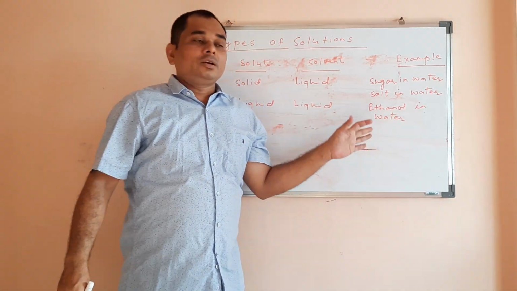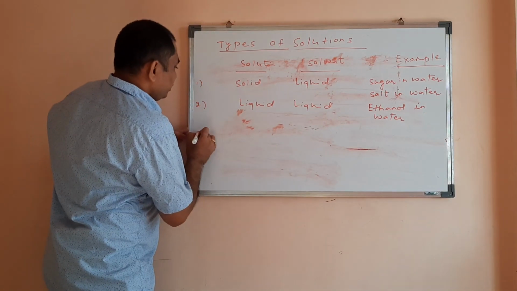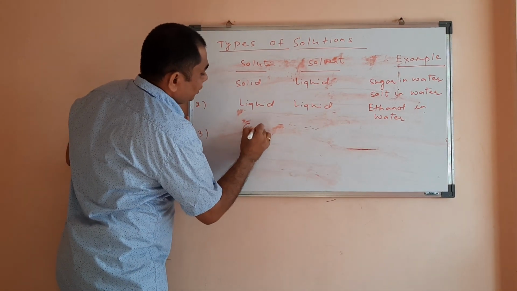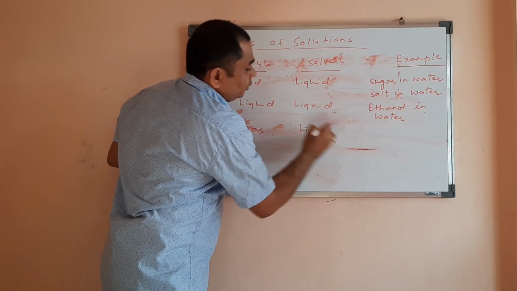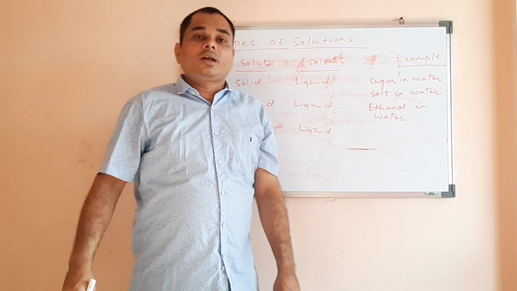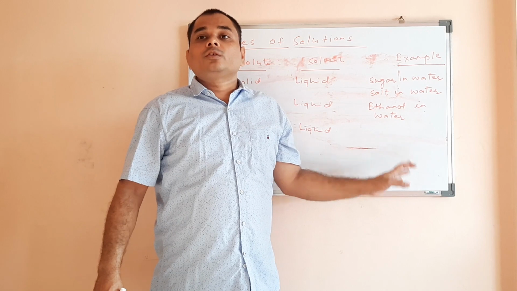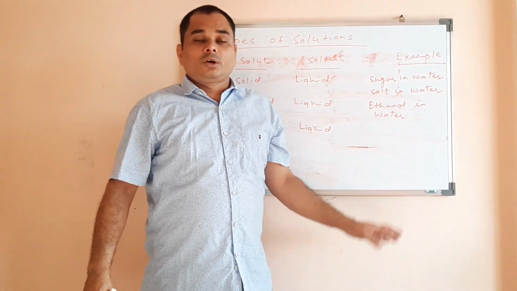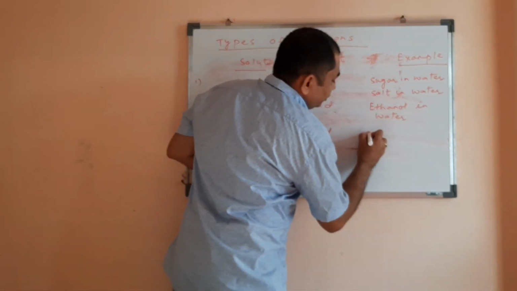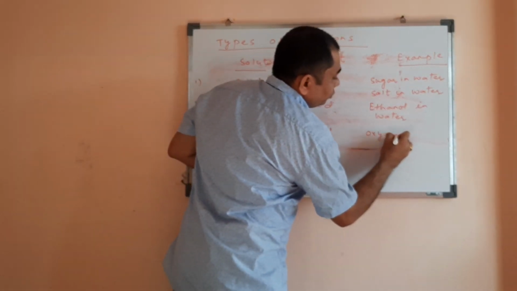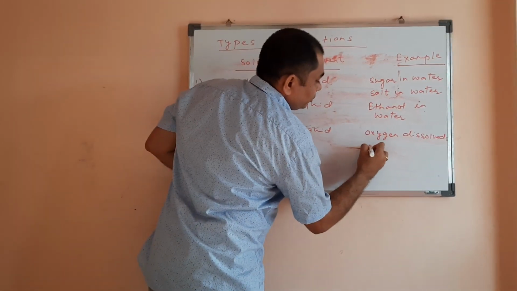Ethanol in water is a type of liquid solution. Next, we can have a gas as the solute and liquid as the solvent. As you are all aware, fish and all other aquatic animals survive in water because of the presence of oxygen in water. So this oxygen dissolved in water gives you a gas in liquid solution.